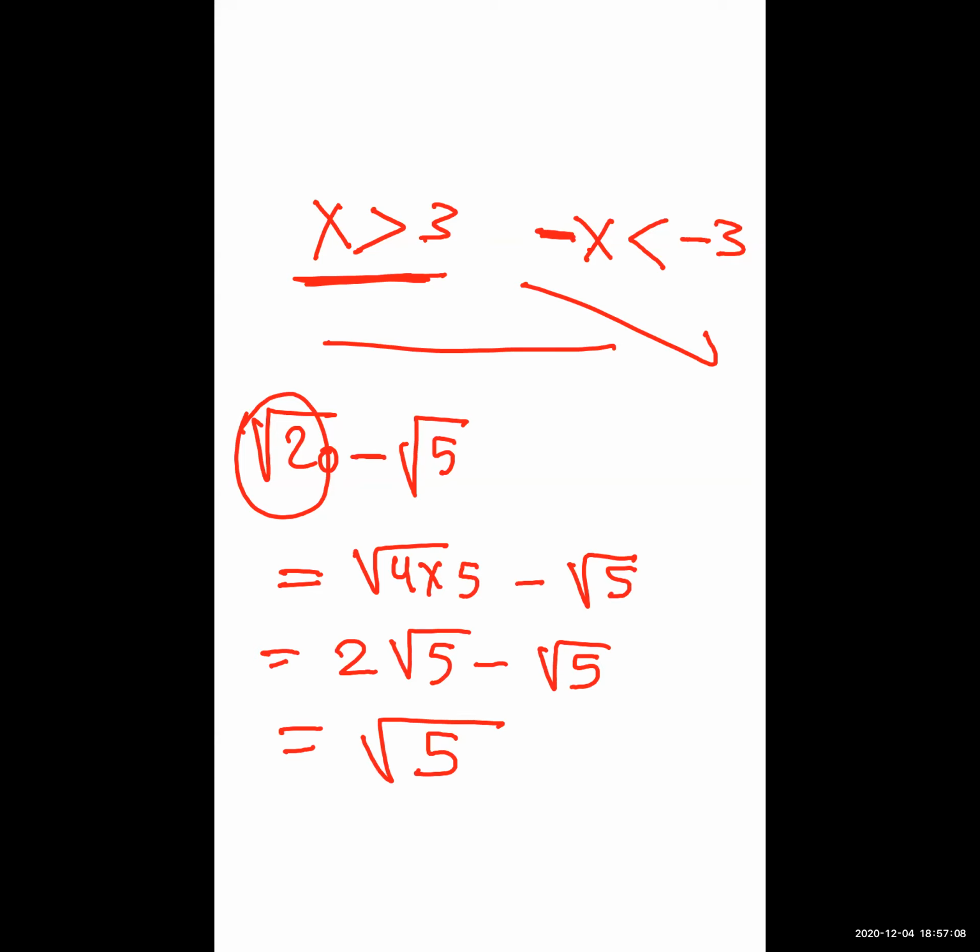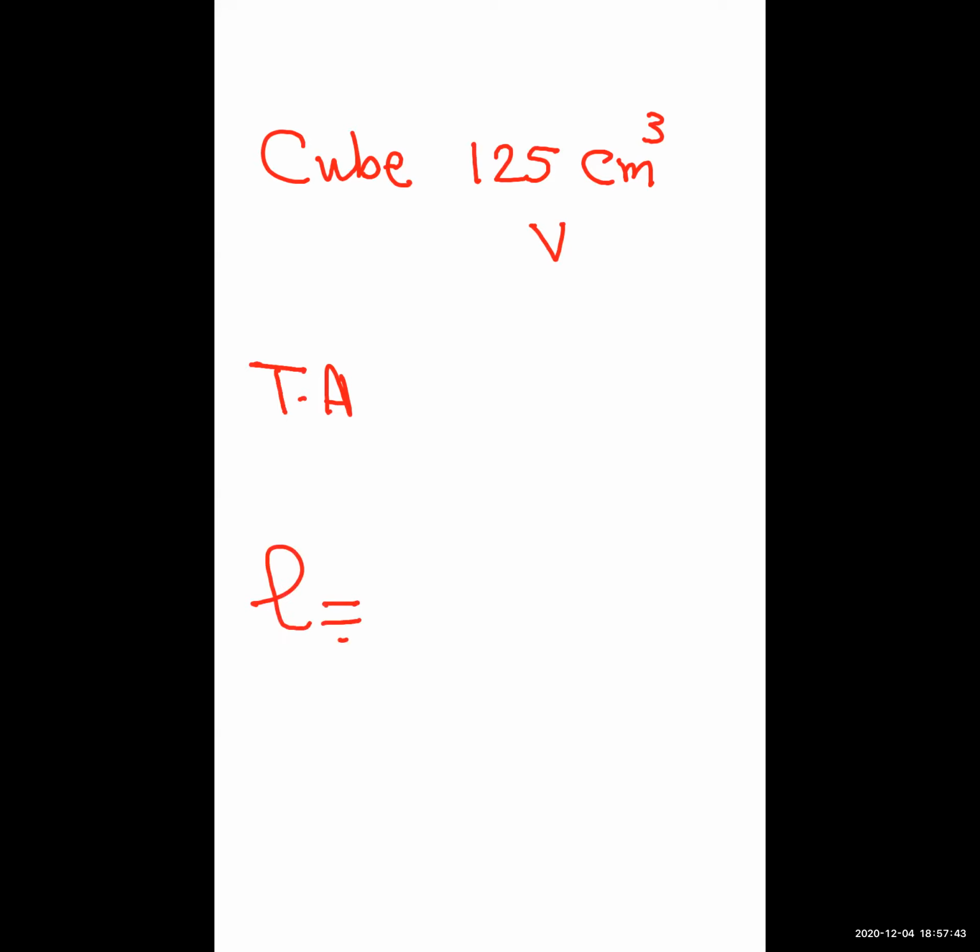Next question, guys. A cube, its volume is 125 cubic centimeters. This is the volume, then the total area equals. I want to get the total area. Then I have to use the rule for the cube. First, I will get the side length. So the length of the cube will equal the cubic root of 125, which will equal 5.